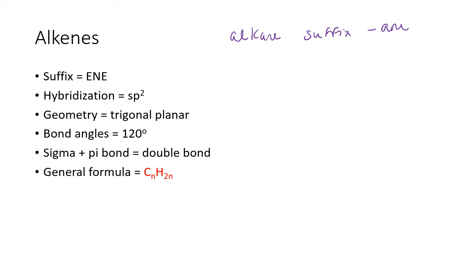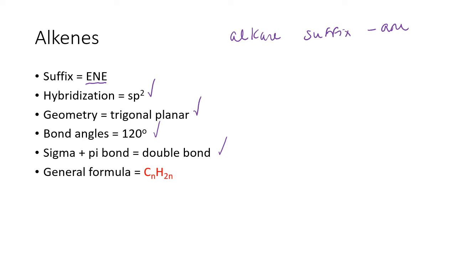And so all of our molecules up until now have ended in ane. For alkenes, the suffix is changed to ene. We talked about that the hybridization was sp2, the geometry was trigonal planar, the bond angles were 120 degrees, and we had a double bond which represented a sigma plus a pi bond. So that's just a little review.